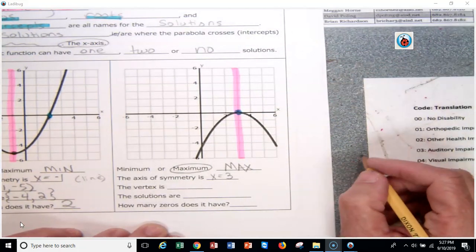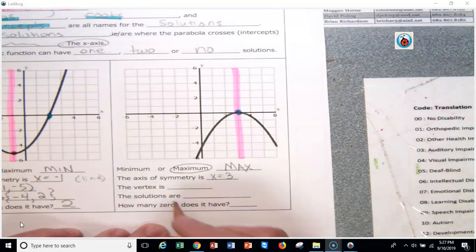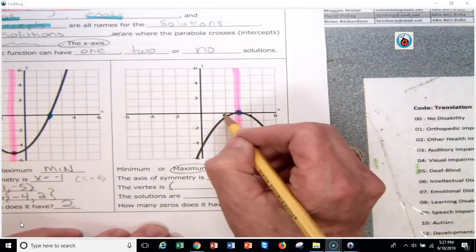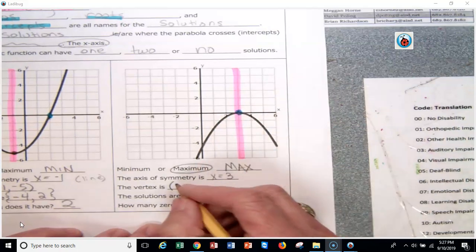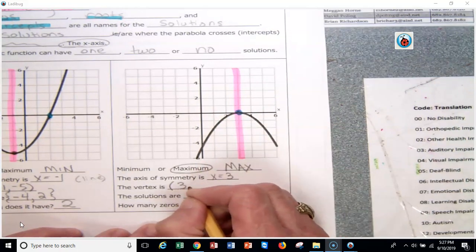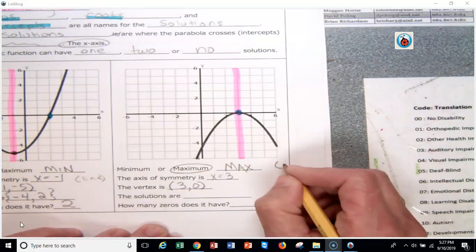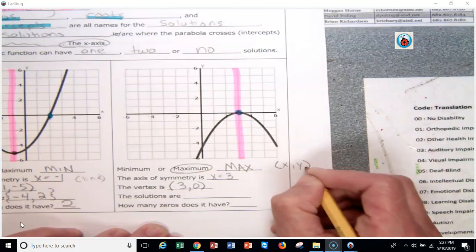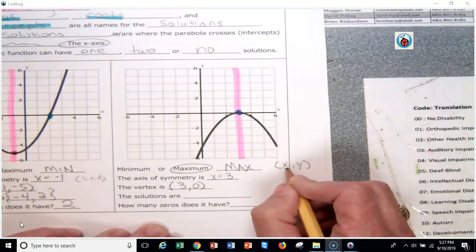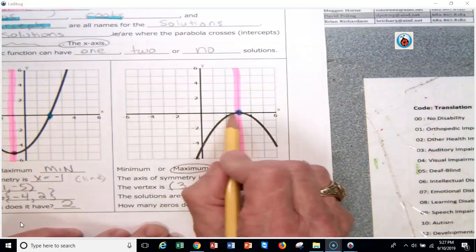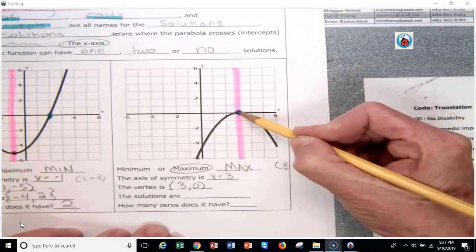But for the vertex, let's go ahead and name it with an ordered pair. And the vertex is, of course, (3, 0). That's because in an ordered pair we have x and y. This is the order it is. So your x, what's on the x-axis, comes first, and then the y. So we go across to 3, but we don't go up or down, so it's 0.